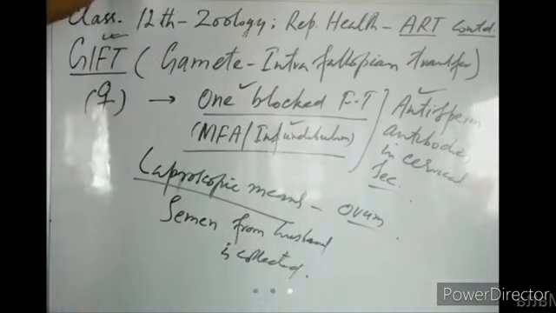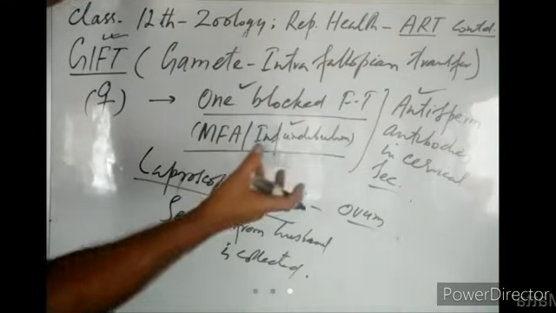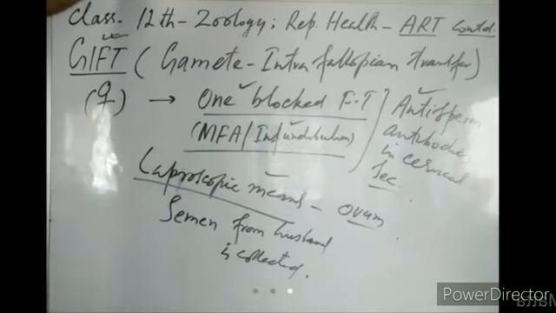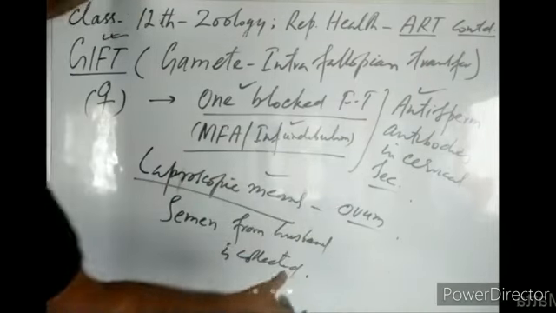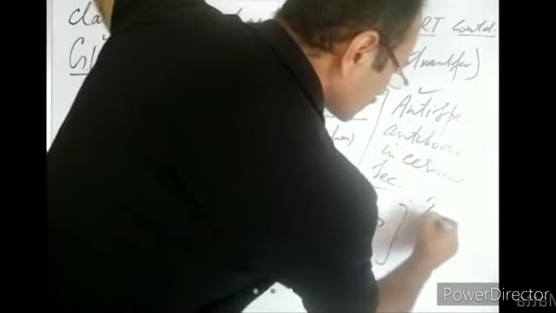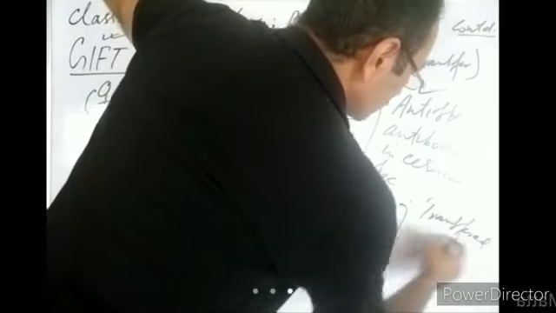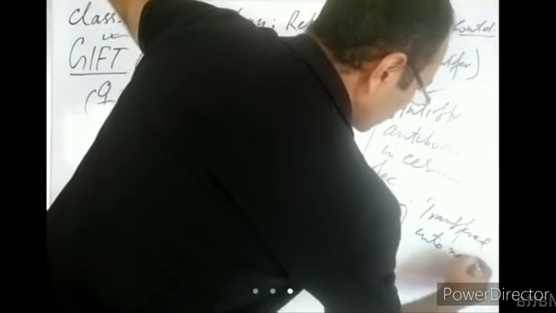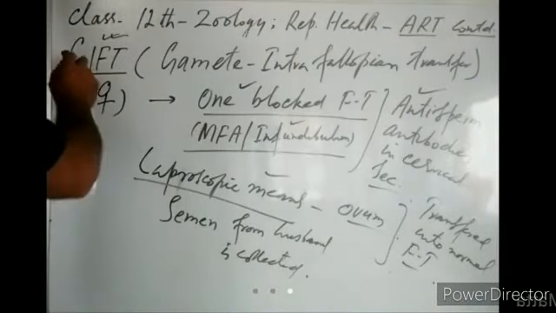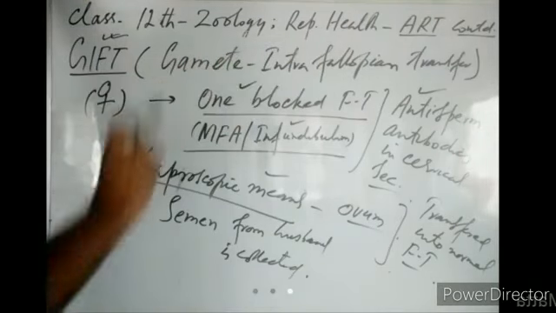This semen is washed and the sperms are chemically activated. Then the ovum is obtained from the infertile female, and the semen is obtained from her husband. Both the ovum and semen are mixed together and transferred into a normal fallopian tube. So gametes are transferred into the normal fallopian tube. That is why we call it gamete intrafallopian transfer.